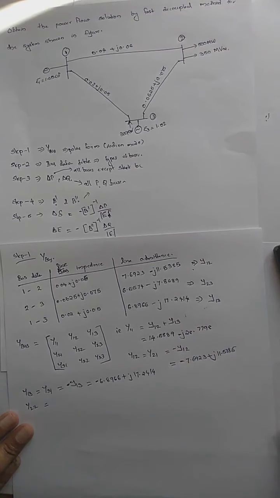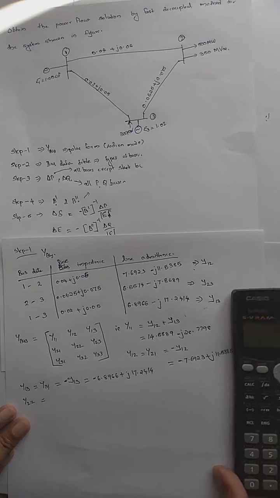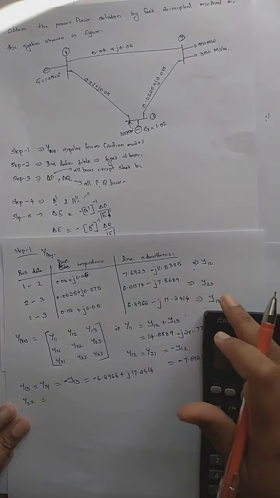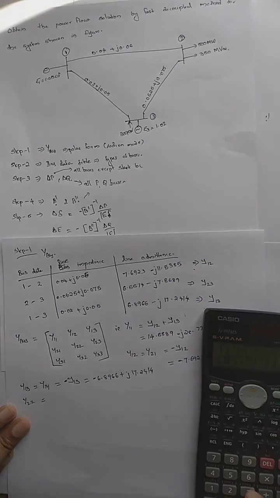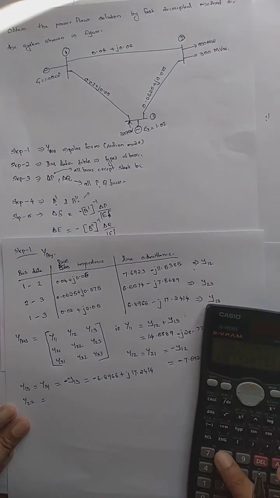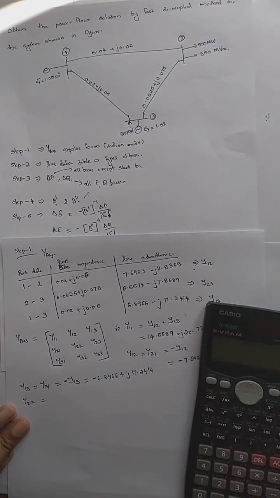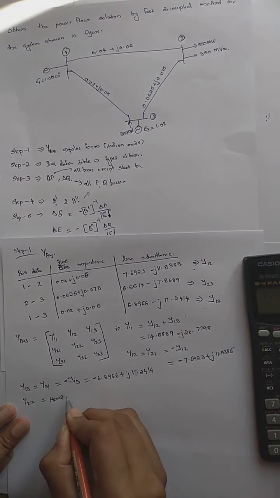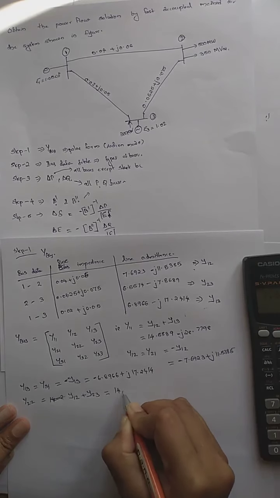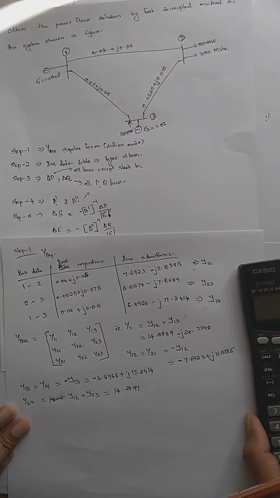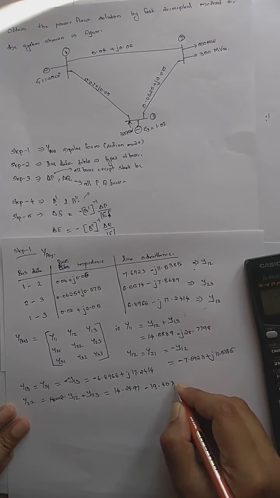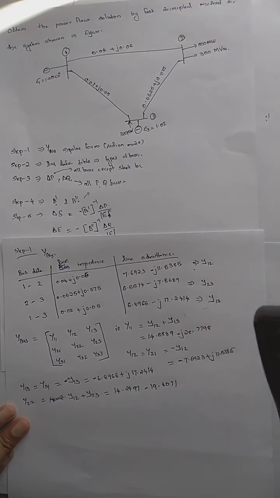Next we have to find out the Y22 value. Y22 is the sum of all the things connected to the second bus, so I am adding it: 6.5574 minus j 7.8689 plus the Y12 term. So the Y22 value is equal to Y12 plus Y23, that is 14.2497 minus j 19.4071, isn't it? So that is the value.